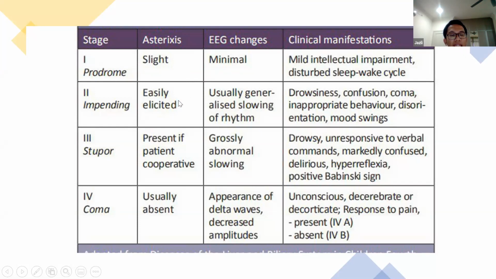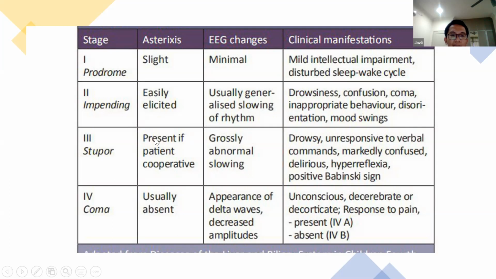For stage 2, it's easy to elicit the flapping tremor, usually with generalized slowing of rhythm on EEG, because we also do EEG at times. It can also come with drowsiness, confusion, and coma.